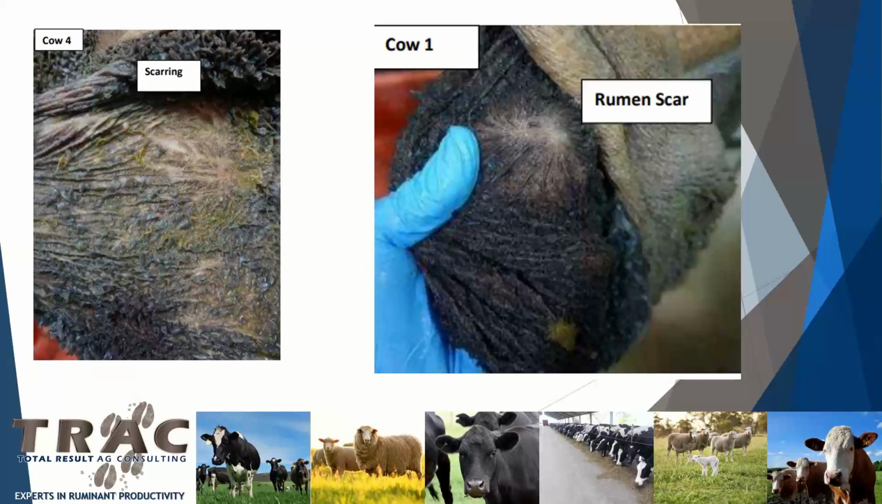Now, the problem with scarring on the rumen is it tends to not grow these finger-like structures, the papillae, back. So we do get to the point where a lot of rumen scarring will actually impede the animal's ability to transport energy sources from their food into the blood that they can use further on.